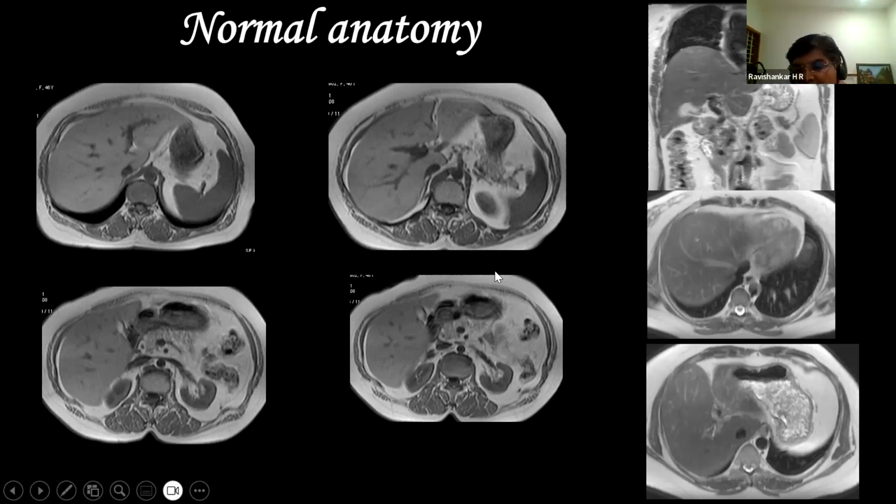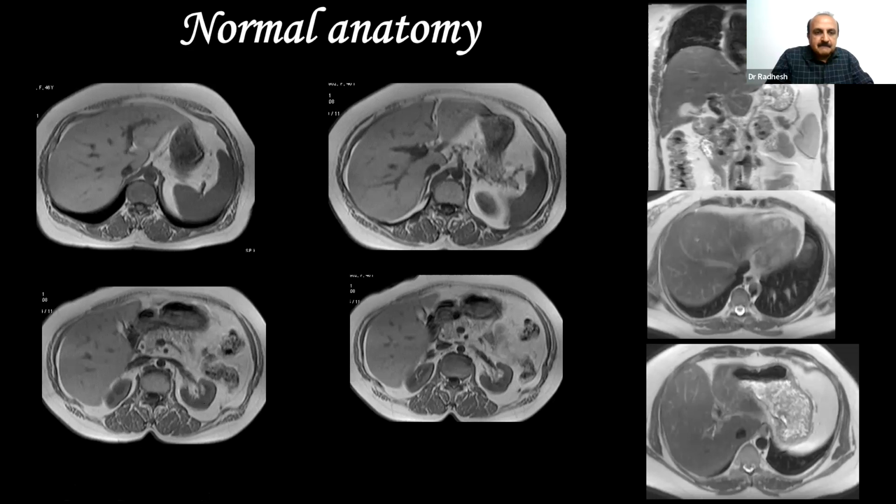Radhesh, I just wanted to ask one question. When you say the spatial images with the MR, will it give you the definition of the plane between the superior mesenteric vein and the neck of the pancreas for us to determine whether the tumor is resectable or not? Is that better with MR or CT?